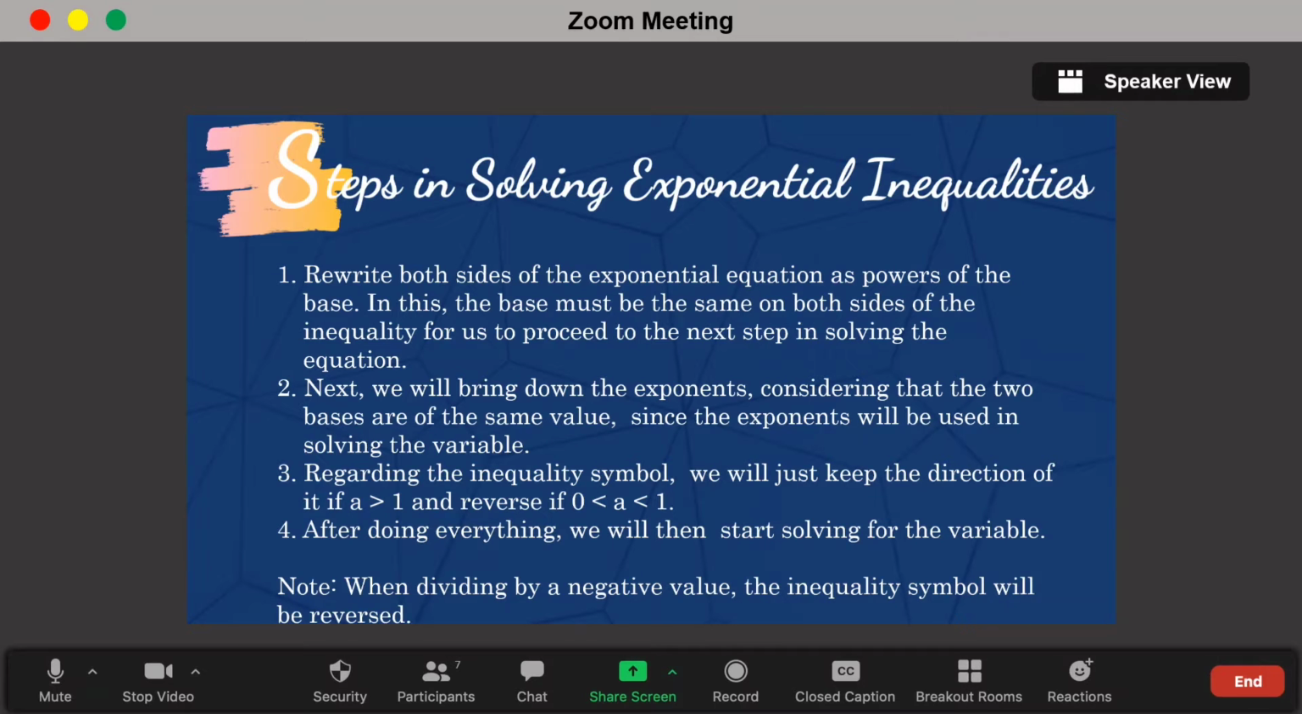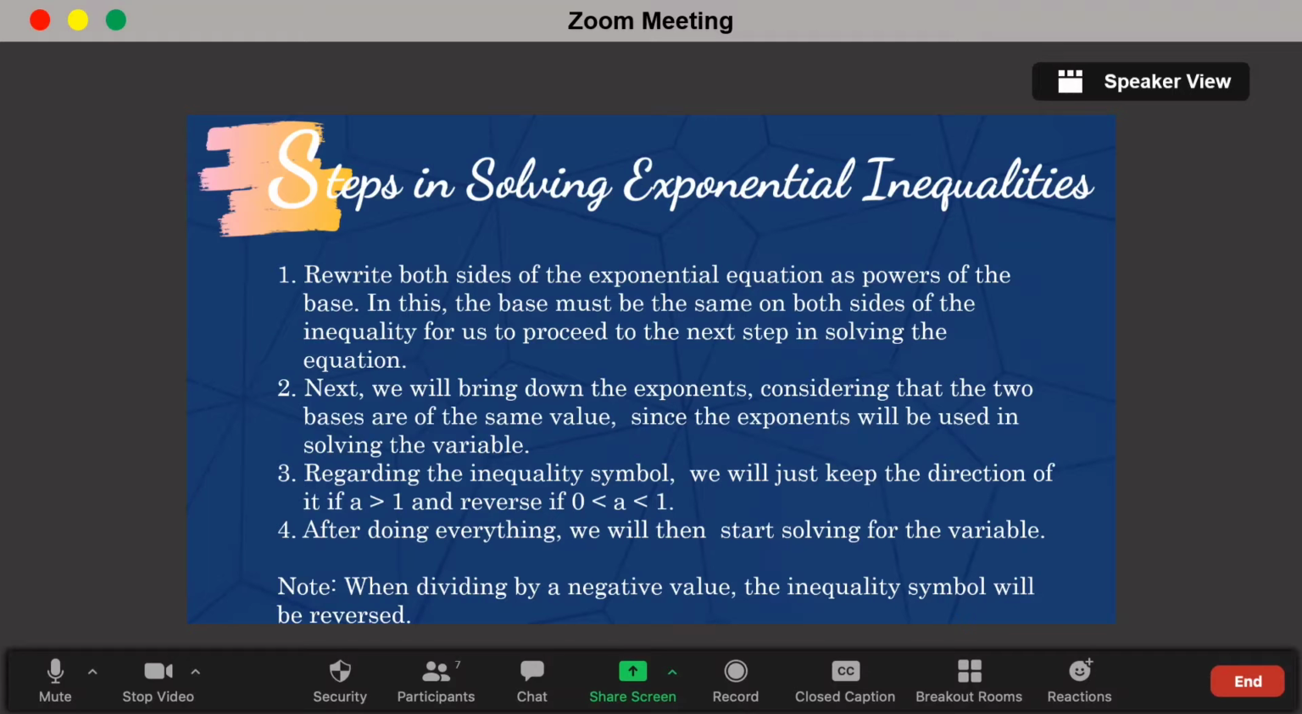So in solving exponential inequalities, we need to rewrite both sides of the inequality as powers of the same base. The base must be the same on both sides of the inequality for us to proceed to the next step. Next, we'll bring down the exponents, considering that the two bases are of the same value, since the exponents will be used in solving the variable. Regarding the inequality symbol, we will just keep its direction if a is greater than 1, and reverse it if a is less than 1 but greater than 0.